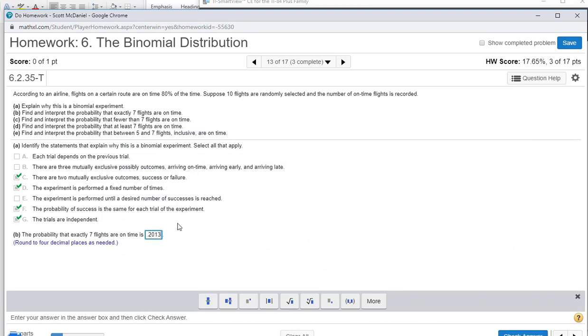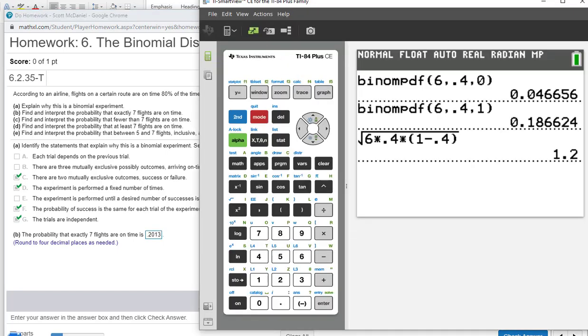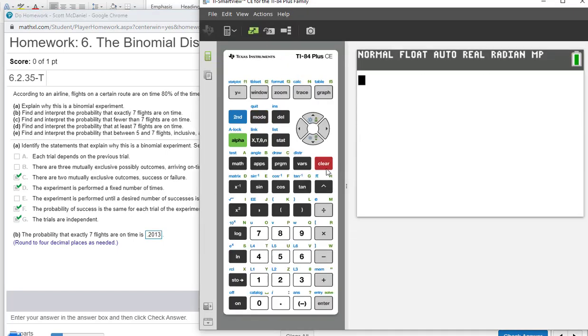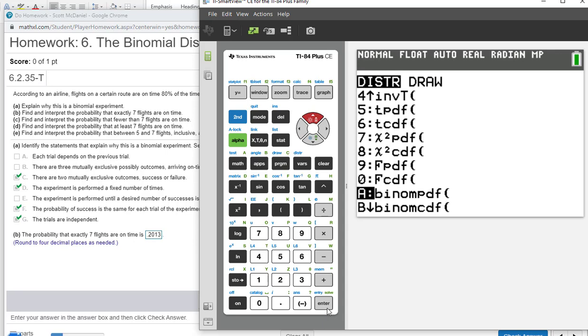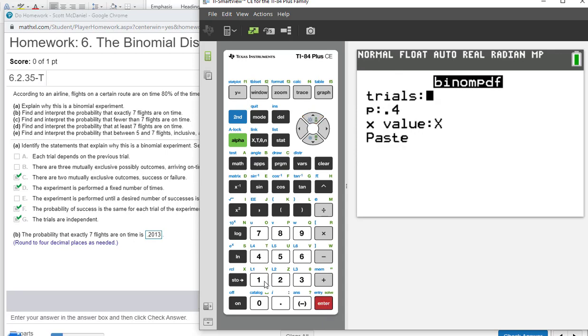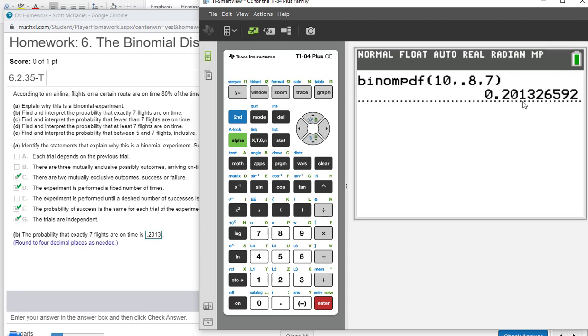Let's check that on the calculator. Clear that out. We're going to go to second distribution, binompdf, because we're doing just one. So we have 10 trials. The probability of on time is 0.8. And our value here is going to be 7. 0.2013, exactly the same calculation.